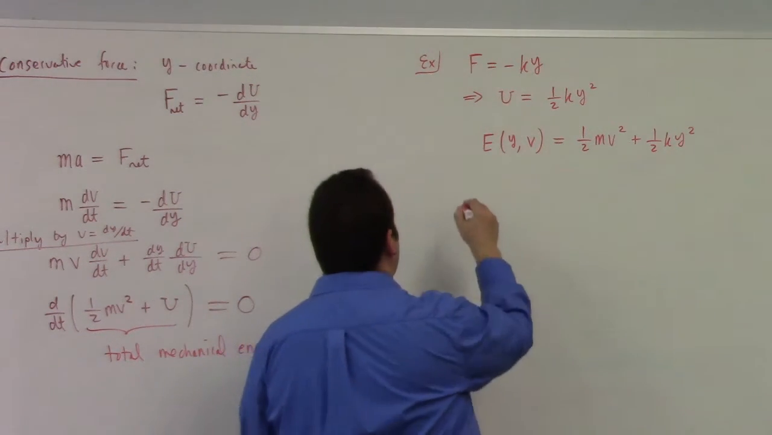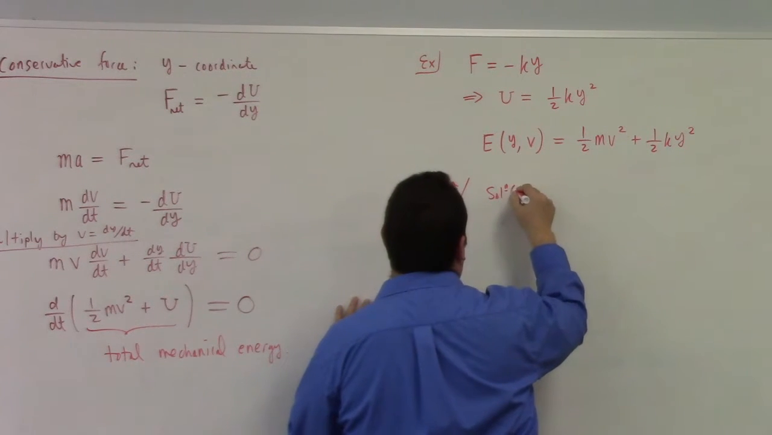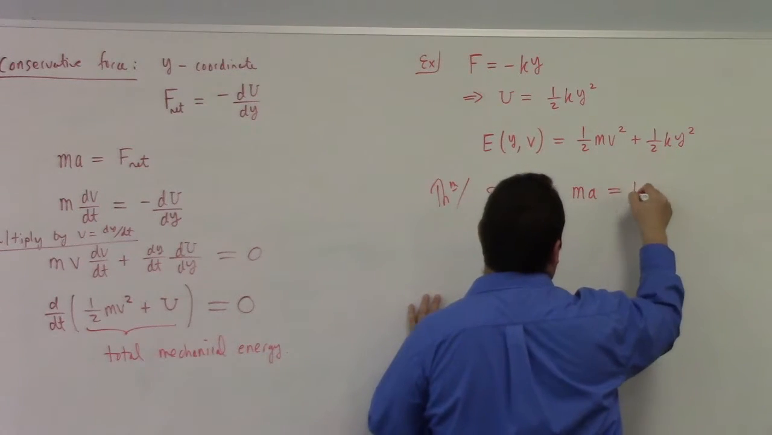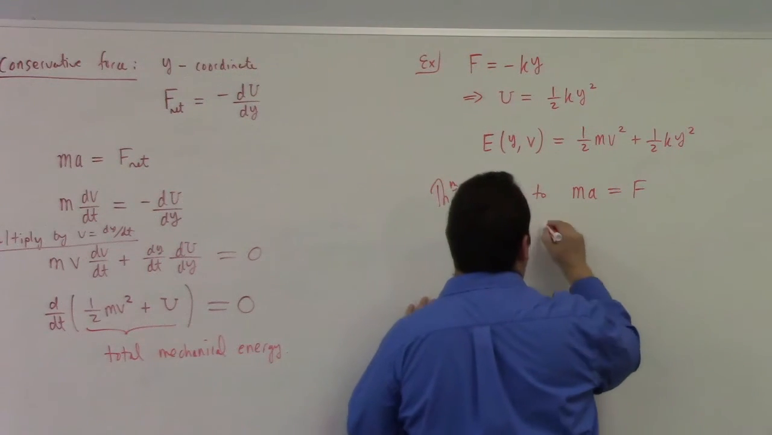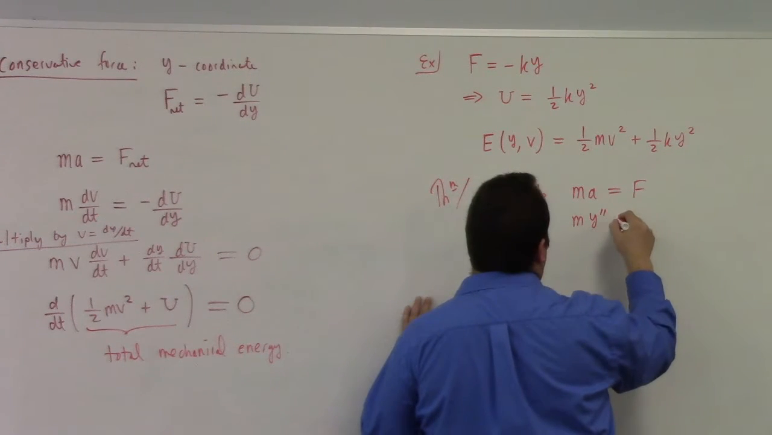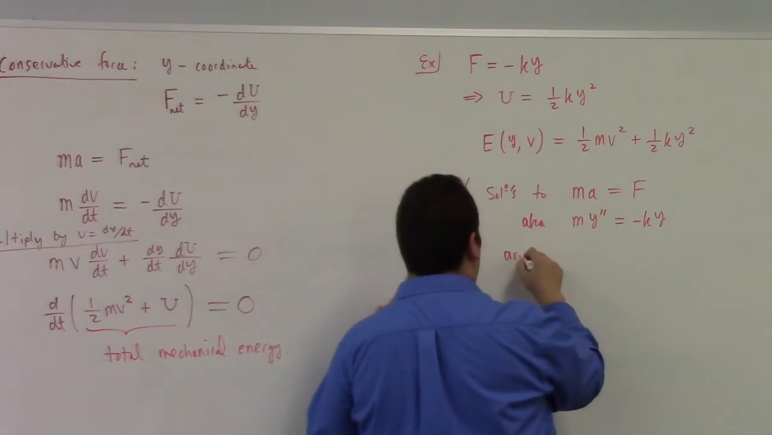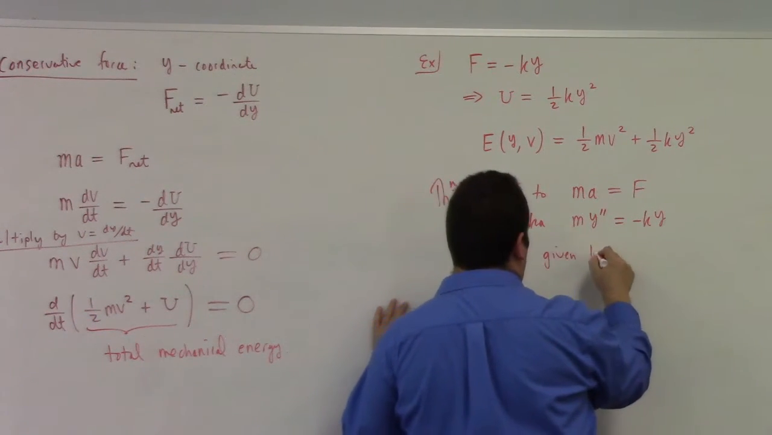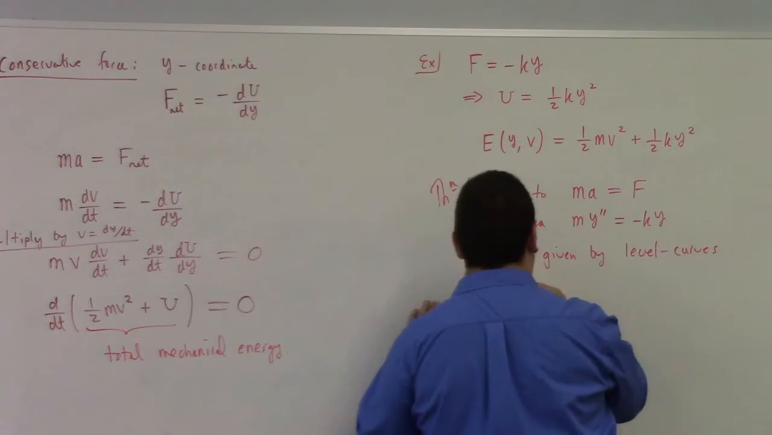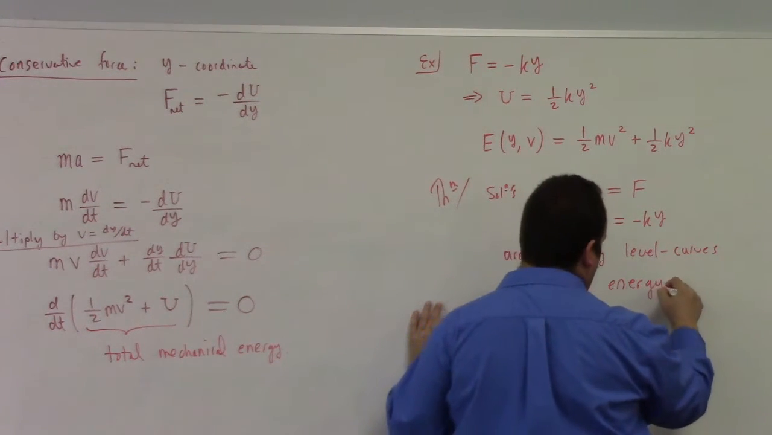And so the theorem basically is: solutions to ma equals F, aka m y prime prime equals minus k times y, are given by level curves of the energy function. That's essentially the energy lemma.